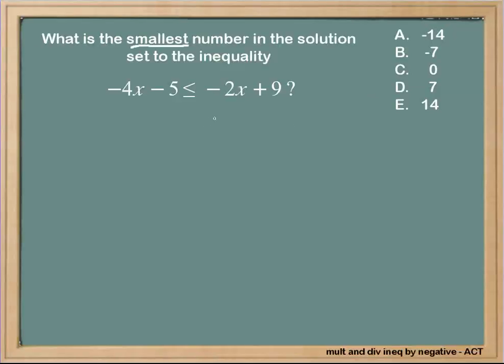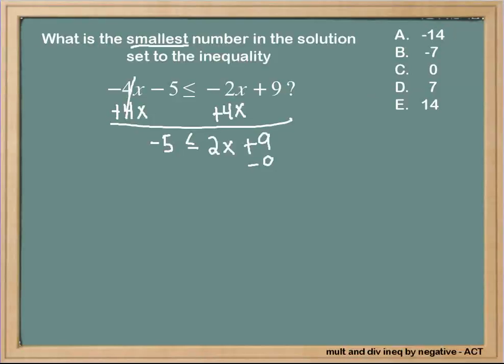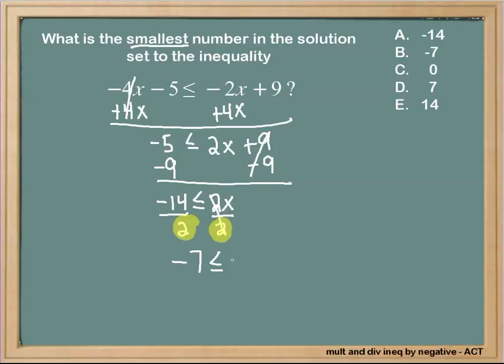So let's do it the way that they're hoping that you're doing this, and that's by solving the inequality. Let's go ahead and solve this. We've got to get our variables on the same side, so I'm going to add the 4x over, and I get negative 5 is less than or equal to 2x plus 9. Get that variable by itself, so I'm subtracting the 9. I get negative 14 is less than or equal to 2x. Divide both sides by 2. I don't have to flip a sign here, because I'm dividing by a positive 2. And I get negative 7 is less than or equal to x.